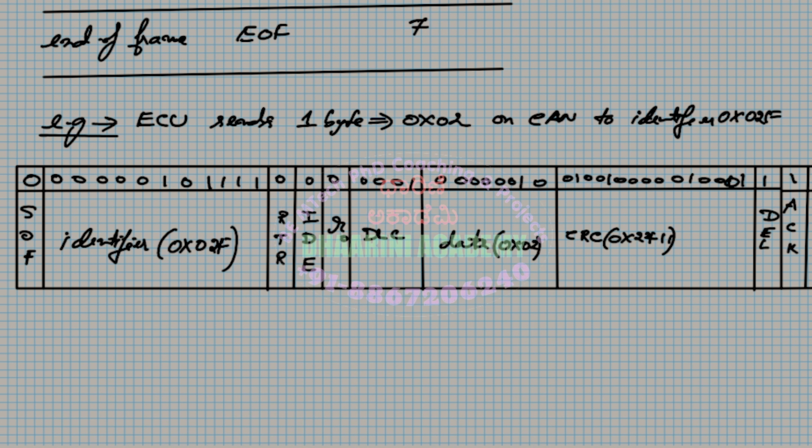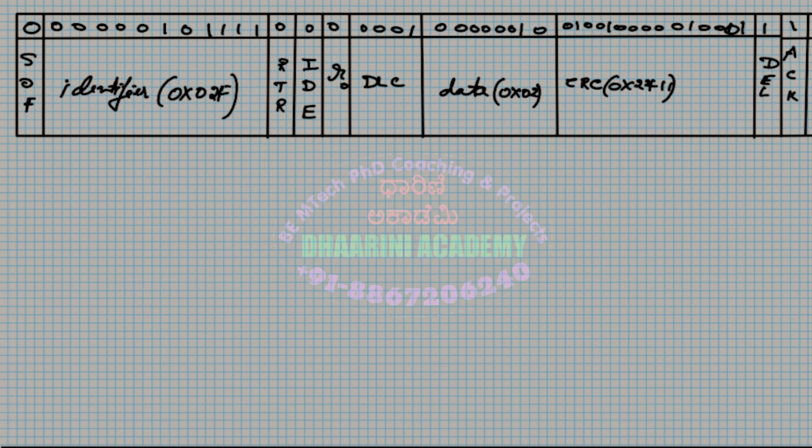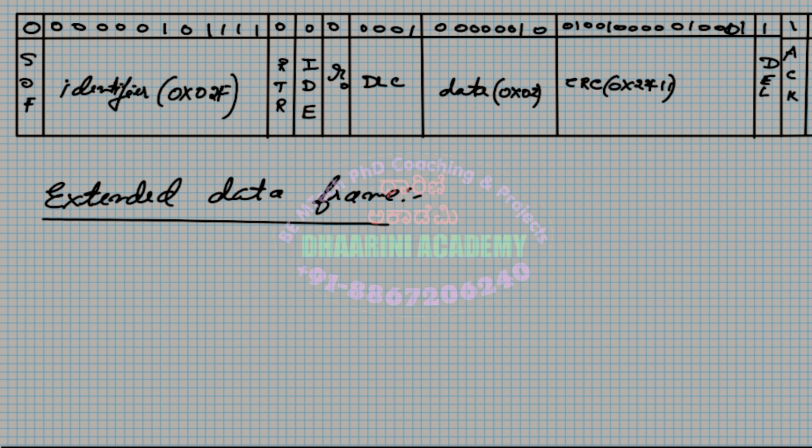All right. Now, what is the difference? There is another. Whenever your data is large, this length is not sufficient. So there is a possibility of sending the extended data frame. Very simple. Not a huge difference between this. The arbitration field will not be there. That's the difference. We'll write only the difference.